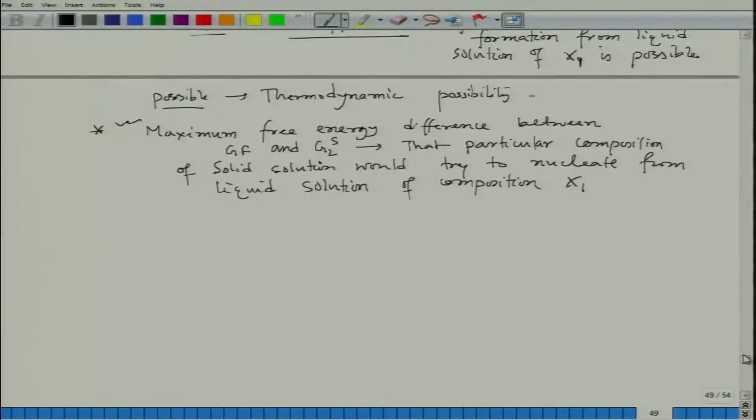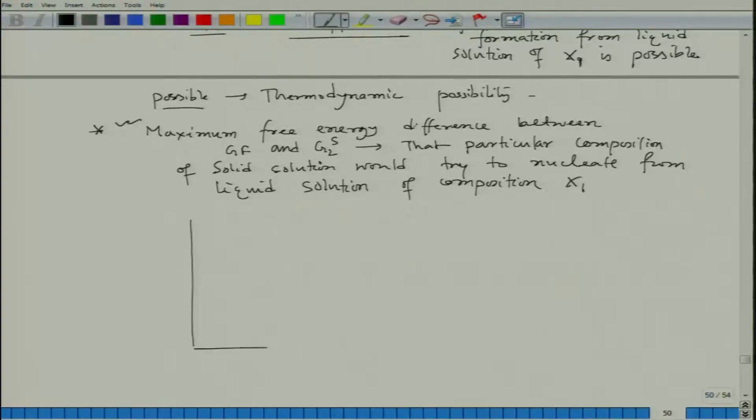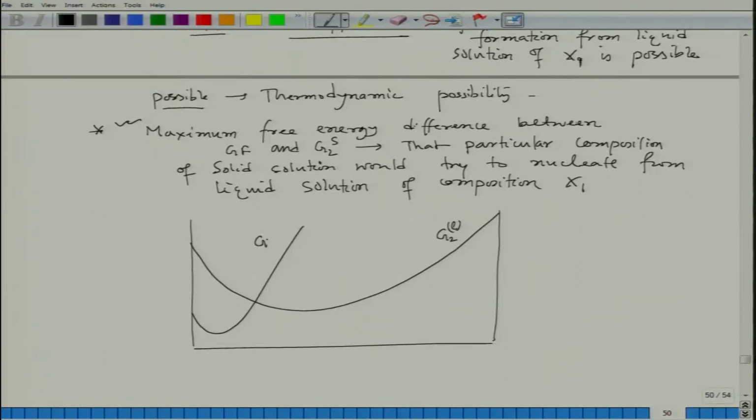Now, the same concept can be used to find out that if there are two solids which are possible in a system from a particular liquid composition, then which solid would appear, that can also be found out by constructing free energy composition diagram for liquid as well as both the solids. Let us say I consider a situation like this. This is my liquid line G2 liquid, and there are, let us say, two solids which could be possible from the liquid. One is, let us say, G2 of solid 1, the another one is, let us say, G2 of solid 2.